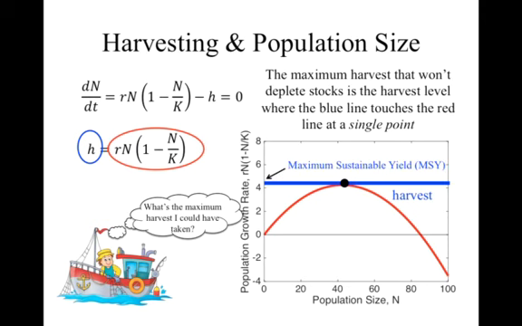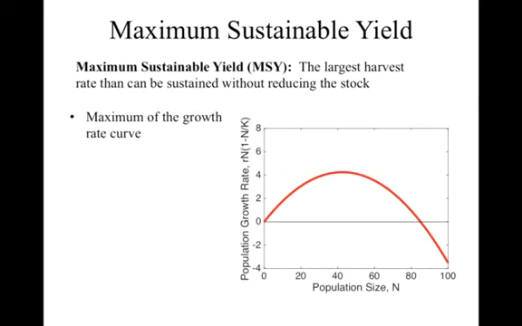So we call that harvest level, the amount you can maximally take out, the maximum sustainable yield, the MSY. So that's basically the value along the y-axis where you can draw your harvest line to exactly touch the parabola at one point. So again, that's the maximum sustainable yield. That's the largest harvest rate that can be sustained without reducing the stocks. And it's basically the maximum growth rate of your population. It's the growth rate of the population at the peak growth rate.